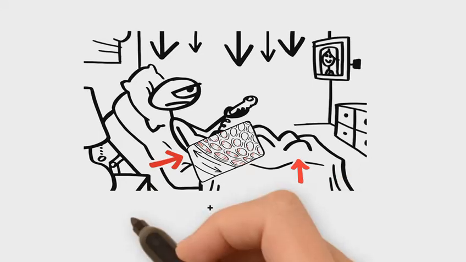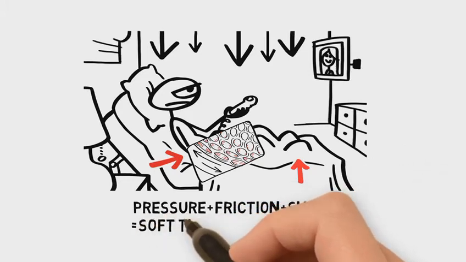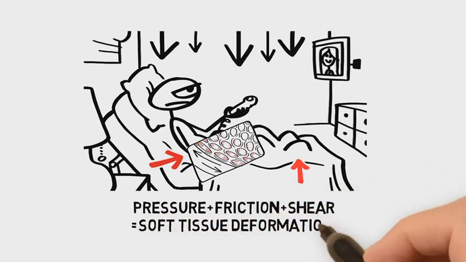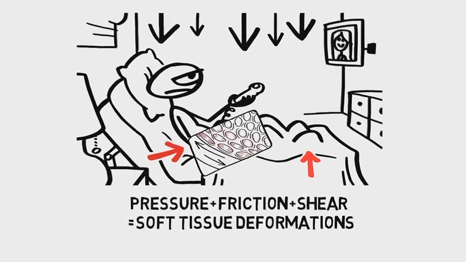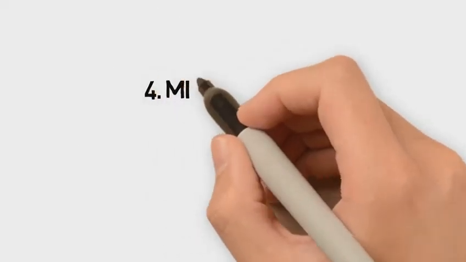The combination of pressure, friction, and shear causes stretching and displacement of the underlying cells, called soft tissue deformations. These deformations are believed to be a major cause of the most expensive, dangerous, and reportable pressure ulcers. So pressure, friction, and shear are interlinked when it comes to pressure ulcer formation. But there is a fourth factor, microclimate.